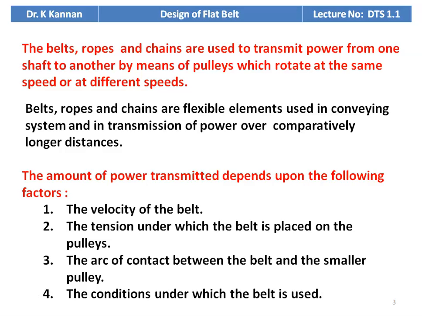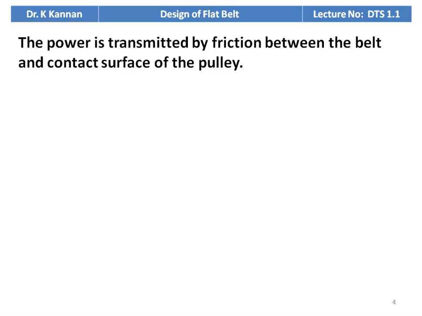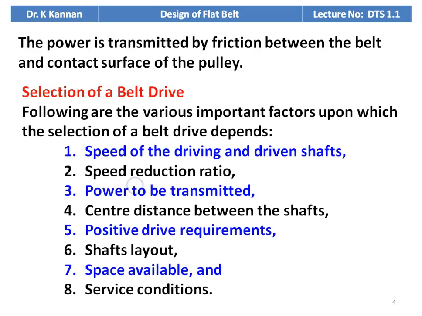The amount of power transmitted by these drives depends upon the following factors: the velocity of the belt, the tension under which the belt is placed on the pulley, the arc of contact between the belt and the smaller pulley, and the condition under which the belt is used, that is the working condition and type of the machine, whether this is intermittent shocking load, normal load, heavy load or light load. So, depending on the working condition, the power transmitted by the belt may vary. The power is transmitted by the friction between the belt and the contact surface of the pulley. So, the friction plays a very important role in the power transmission by means of belts.